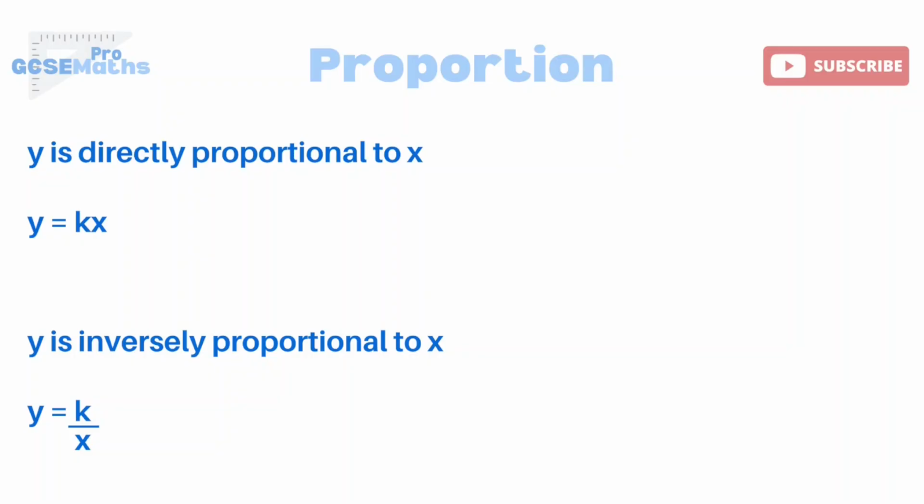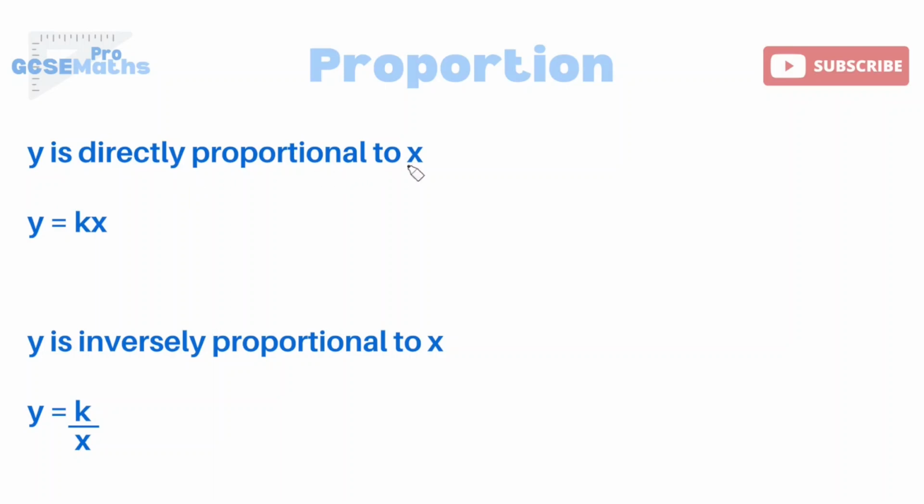So before we jump into any questions, this is basically the most key part of the whole proportion topic. If anything, these are the 2 formulas you just need to memorize, okay? So this is our starting point. If you have a question that says, and obviously I've used y and x, but they could be any letters in the question, right? It could be any letters.